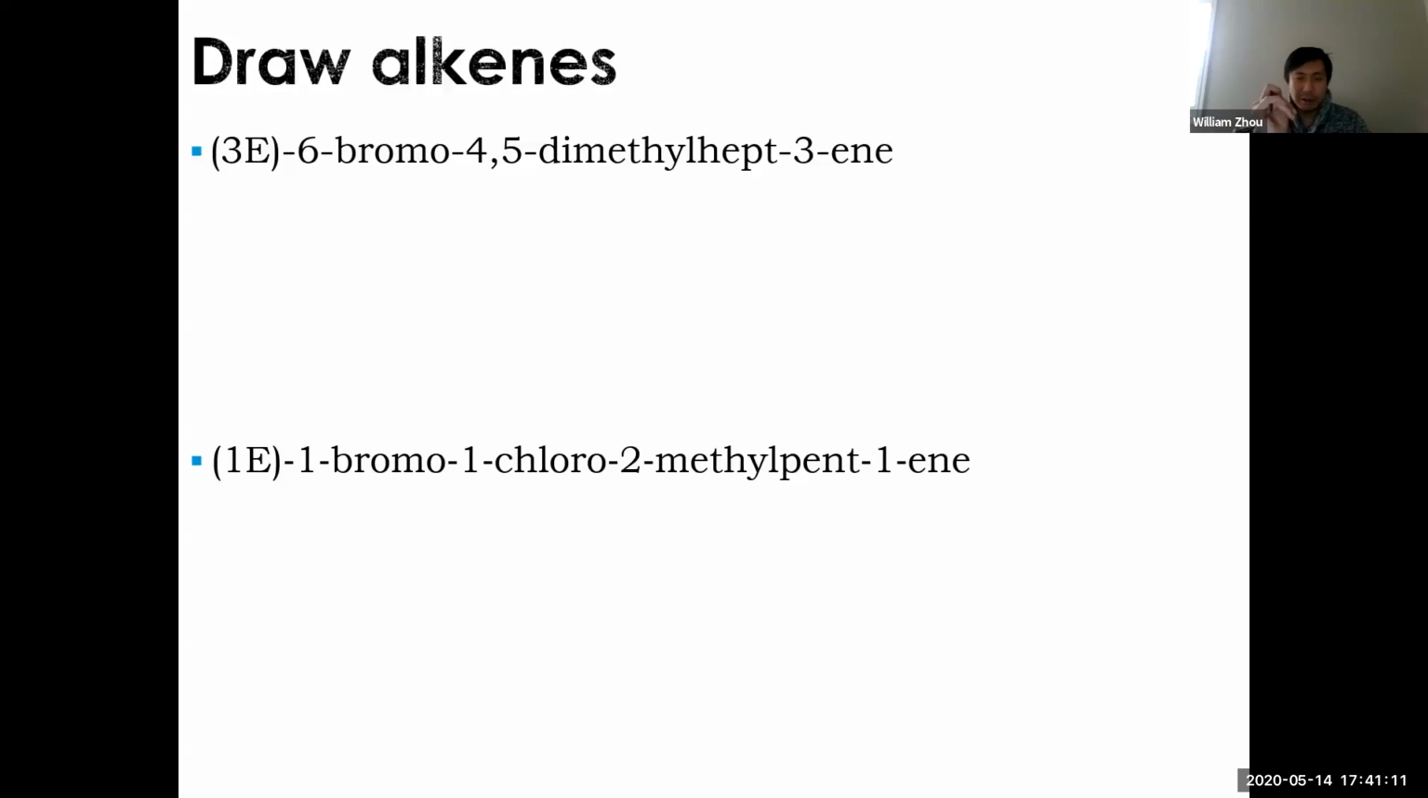So when you draw alkenes, I highly recommend that you draw the double bond first. After you draw the double bond, you draw the cis and trans, and then you fill out the rest of it from there. So that's to avoid having to go back and erase everything.